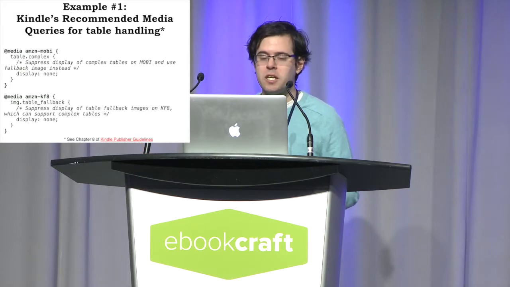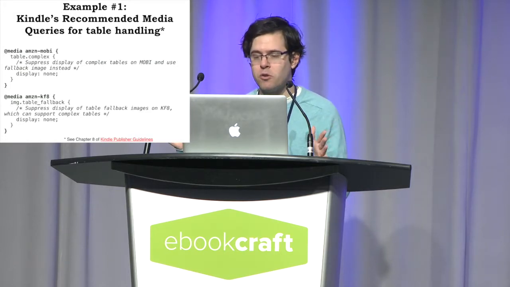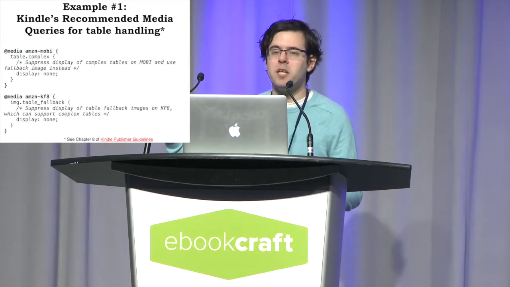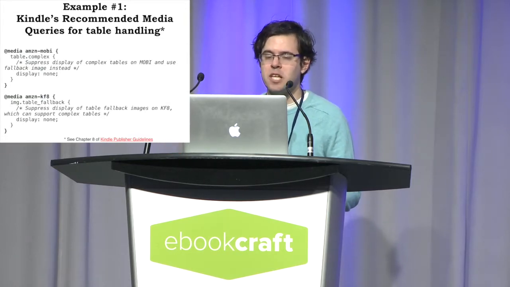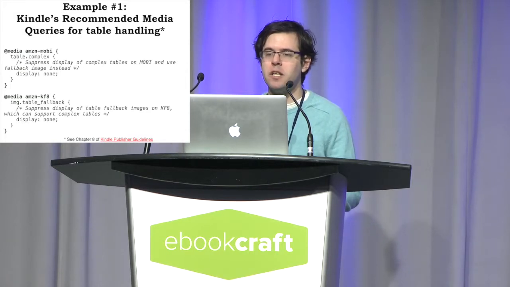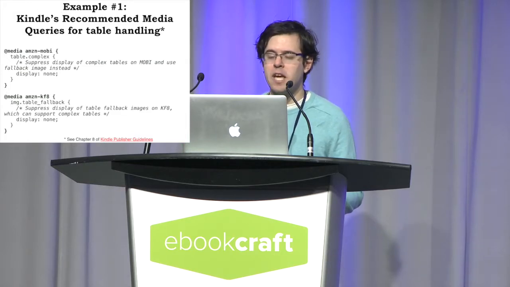So what you're seeing here is just really simple media queries where, if you were taking this approach, which again makes me sad, you would embed in the markup both the table and an image representation of the table, and then you would turn off the display of whichever one is not relevant to the platform. So you would suppress the complex table from the old school Kindle devices that don't support complex tables, and you would suppress the image fallback on the new KF8 devices.